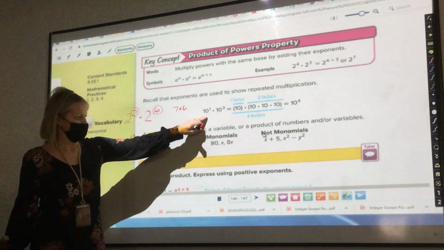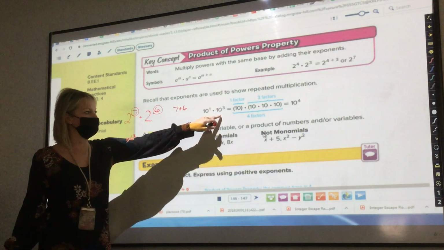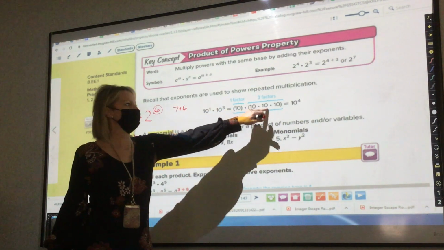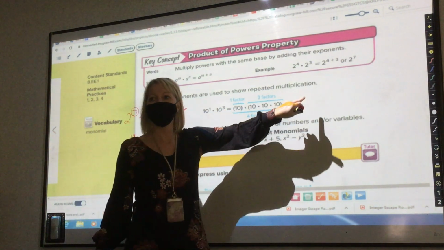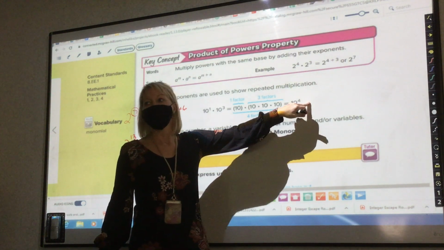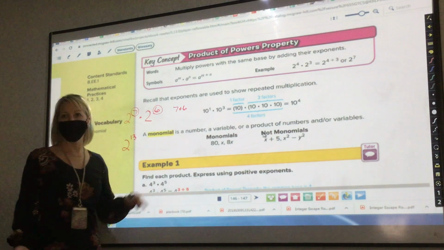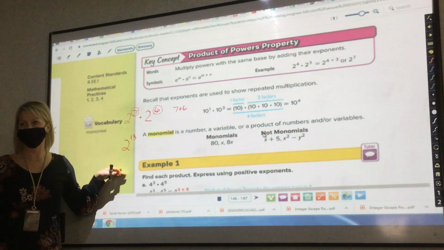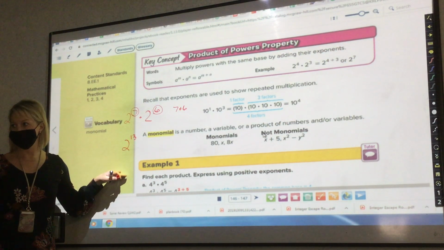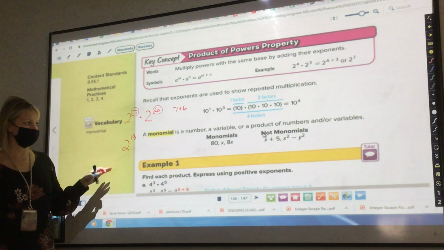So for example, 10 to the 1st times 10 to the 3rd would be like 10 times 10 times 10 times 10, which is 10 to the 4th. We're not even asking you to solve the 10 to the 4th. This is as far as you have to get it. Does that make sense? For right now, anyway.